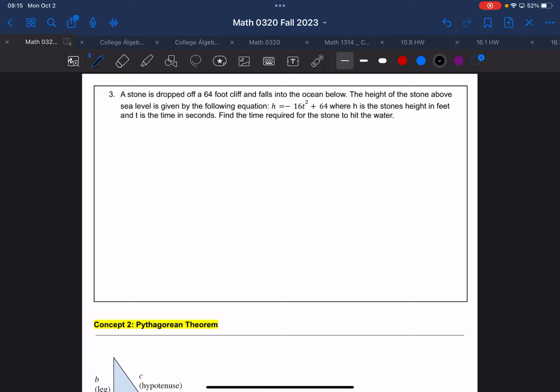Okay, so this is another one where it's helpful to draw our diagram. So we have a cliff. We have a rock falling off the cliff. And then we know from the height of the cliff to the sea level is 64 feet. So there's our diagram. We have our cliff, our rock falling off the cliff, and then we have the height from the top of the cliff until it meets sea level.